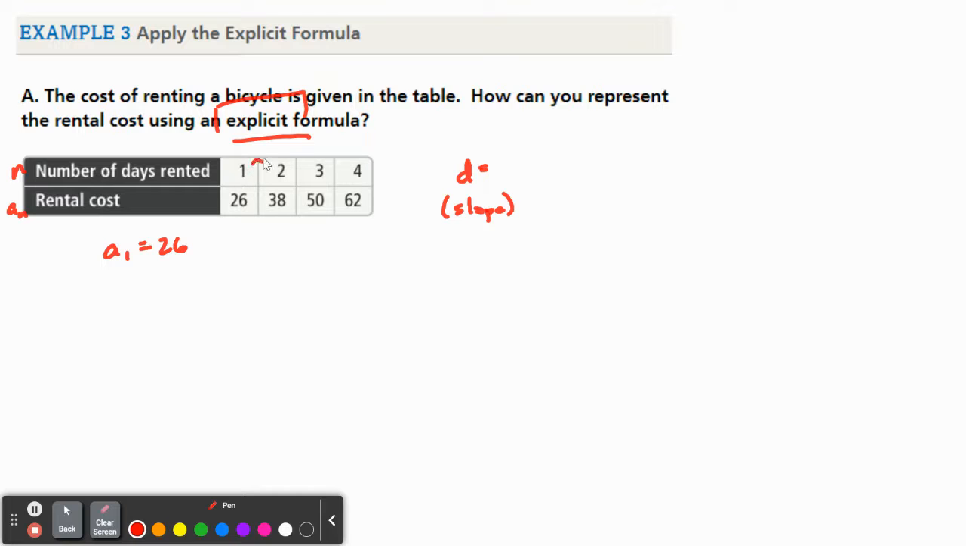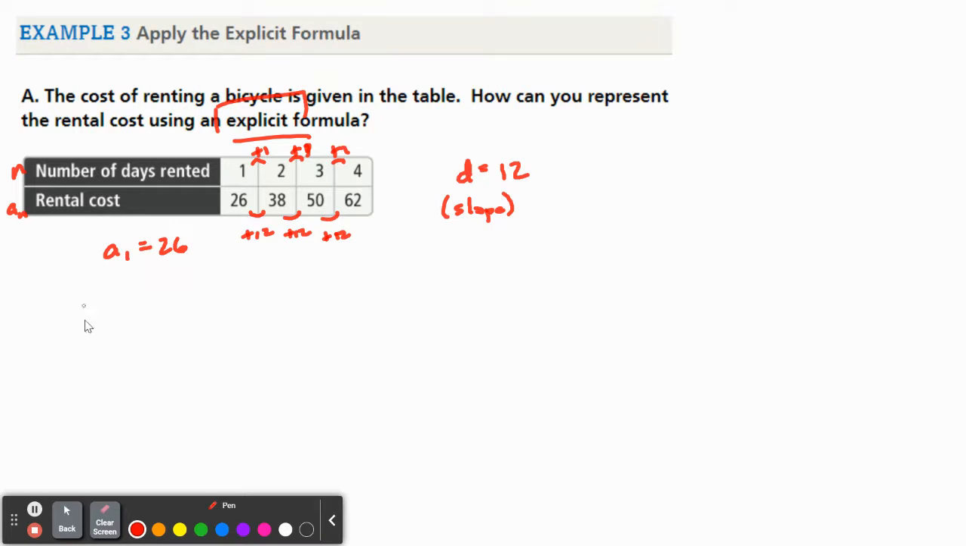So from 1 to 2, we're adding 1. From 2 to 3, we're adding 1. From 3 to 4, we're adding 1. So you can see they're changing by 1s. And then from 26 to 38, we're adding 12. 38 to 50, we're adding 12. 50 to 62, we're adding 12. So between each term, we're adding 12. So our common difference d is going to be 12.